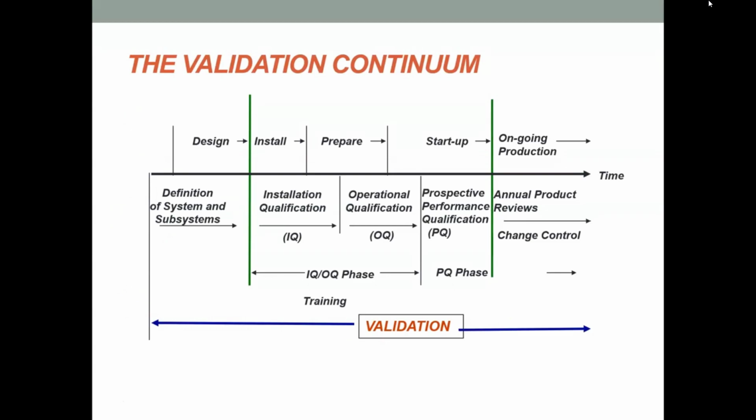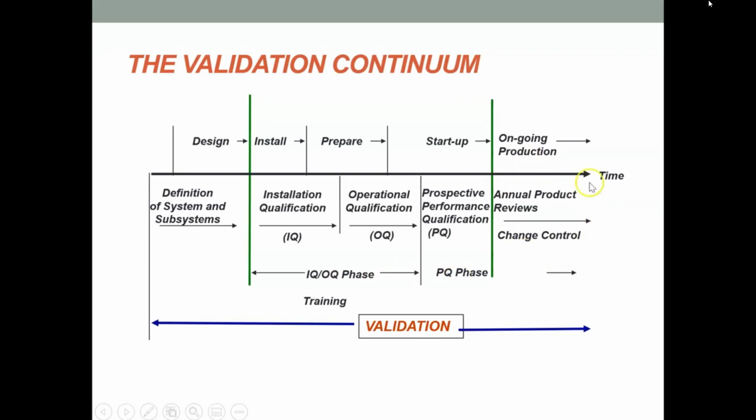This diagram here is the validation continuum, and it just shows you the ongoing basis of validation. So you've got your design, your installation, and your preparation, your startup, and then you have ongoing production. There is a definition of your systems and your subsystems going on during your design phase. When you get to your installation phase, you've got your IQ that overlaps with your OQ, and then into your performance qualification. These are the different phases of your validation.